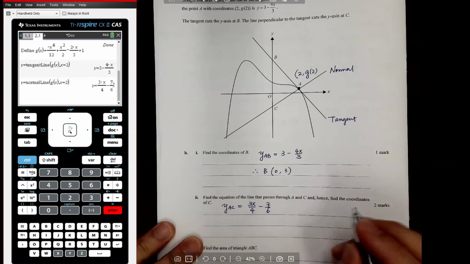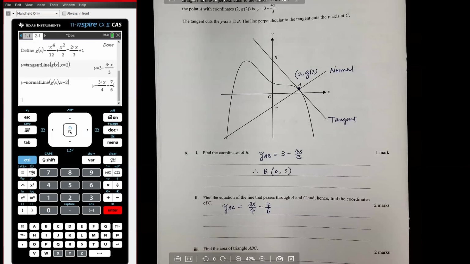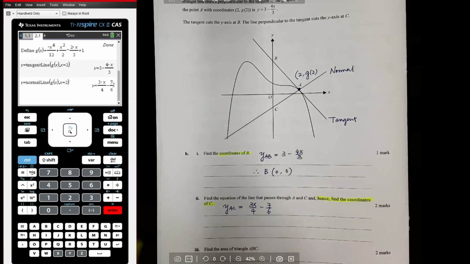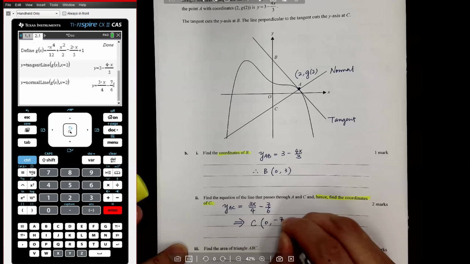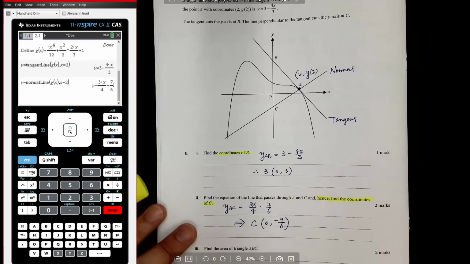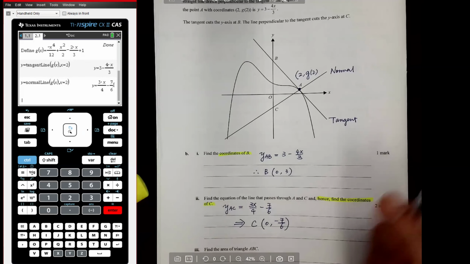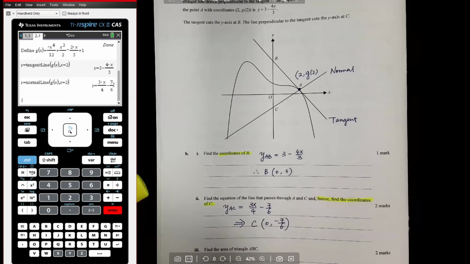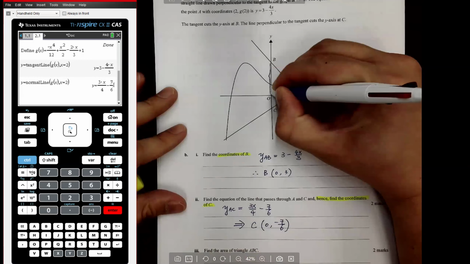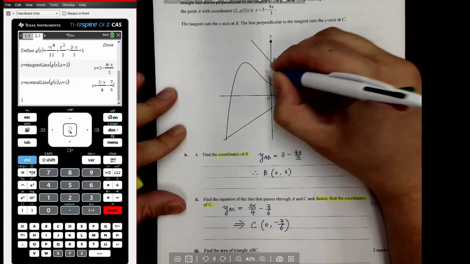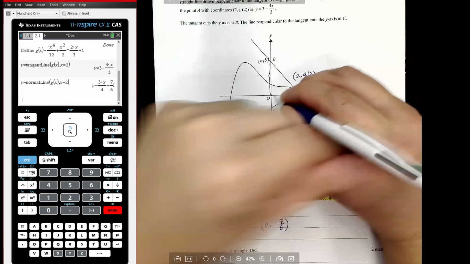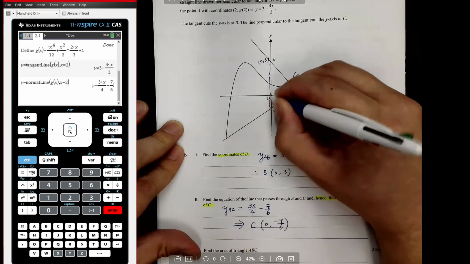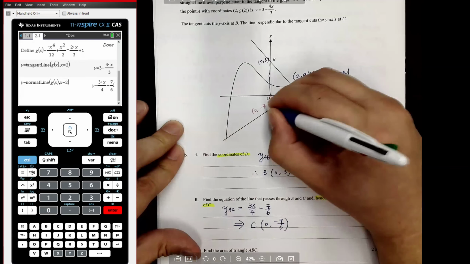Okay, and then we want to find the coordinates of C, which is the y-intercept of this normal line. So you would have to state the pair of coordinates. Therefore, C is (0, minus 7 over 6), okay? And you probably can annotate the diagram because for the first bit, the distance from O to B is the y coordinate, that's 3 units. And the distance from O to C, well, it's below the x-axis. That's why it's negative 7 over 6.